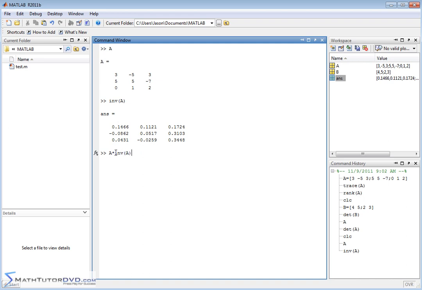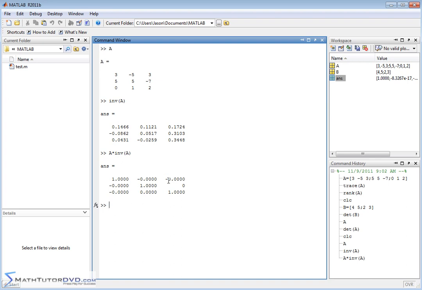Don't forget, this inverse of matrix A is itself a matrix. So you have a matrix times a matrix. When you do this multiplication, you're doing matrix multiplication, row by column, row by column. And when we do this, we get ones. We get ones along the diagonals.